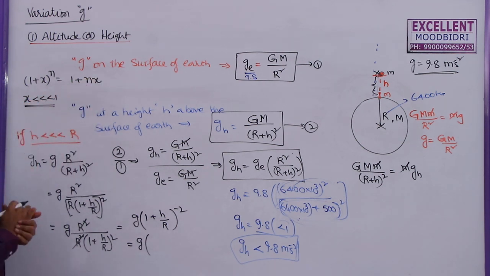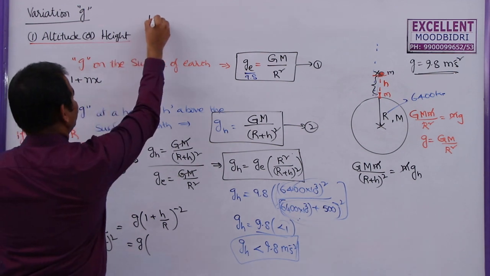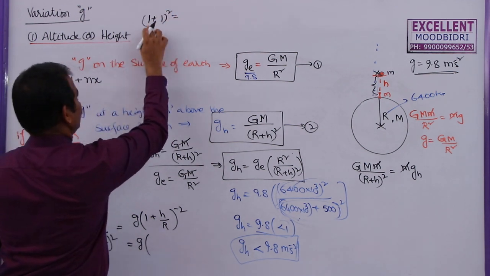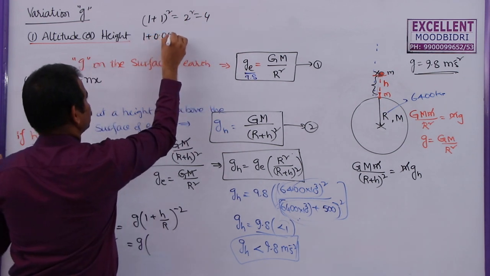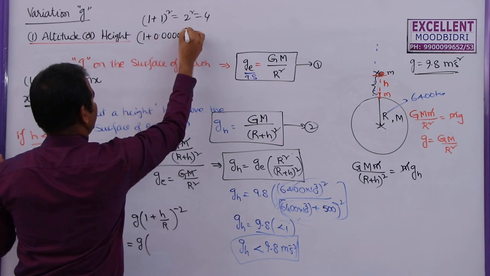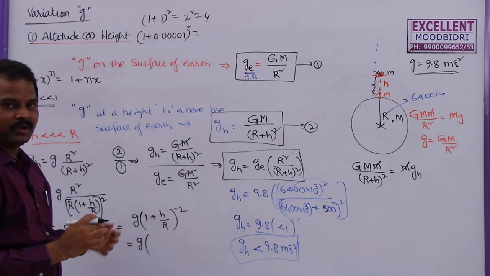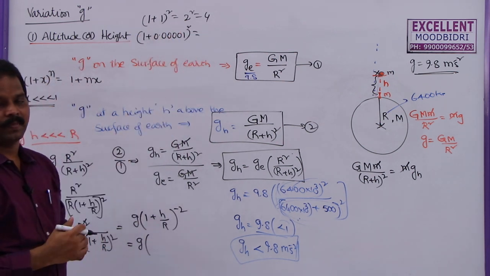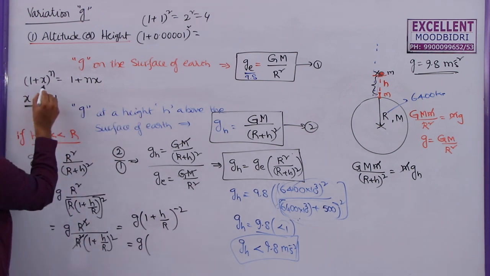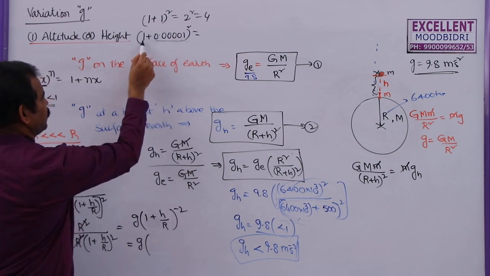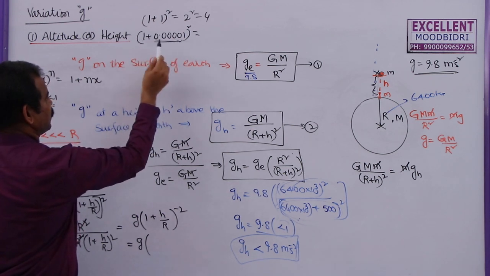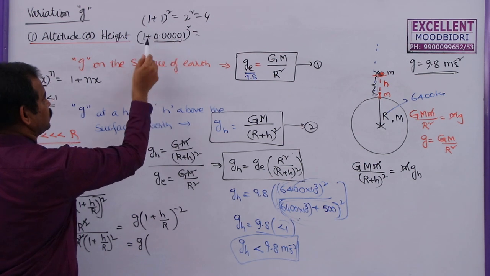This you are going to learn in mathematics. Here x value should be very small. Suppose (1 plus 1) whole square is equal to 1 plus 1 is 2, 2 square, this is 4. But (1 plus 0.00001) whole square, if you want to do this, we need a calculator or we need some time. But here, if you know this formula, x is much lesser than 1. So x value is very small when compared to 1. 0.00001 is much lesser than 1.